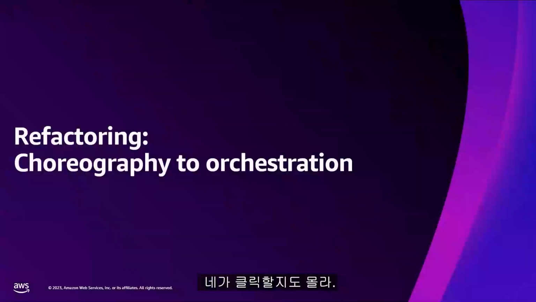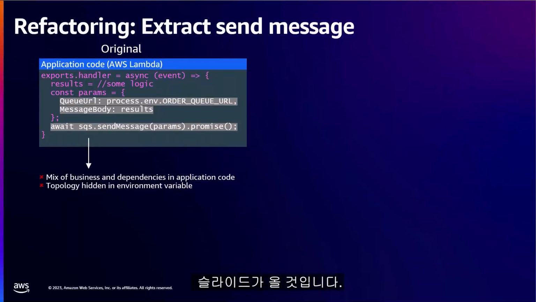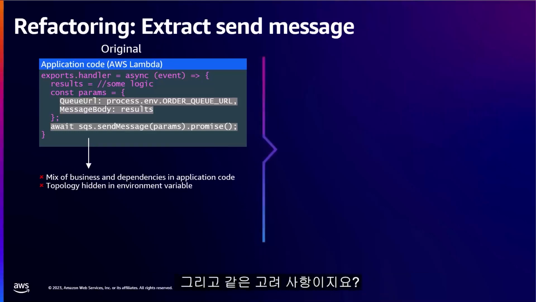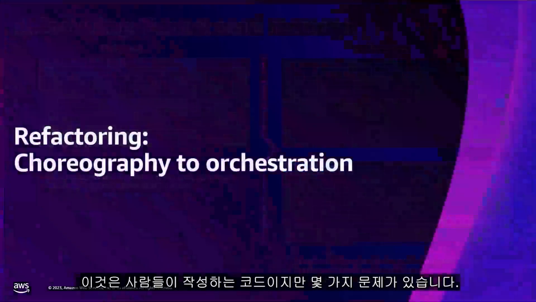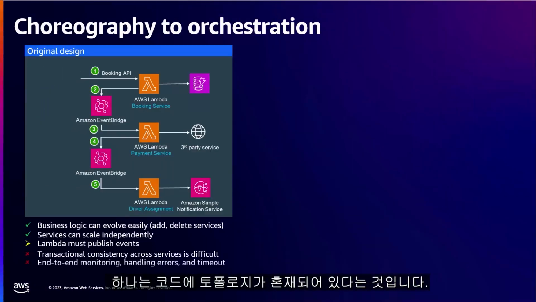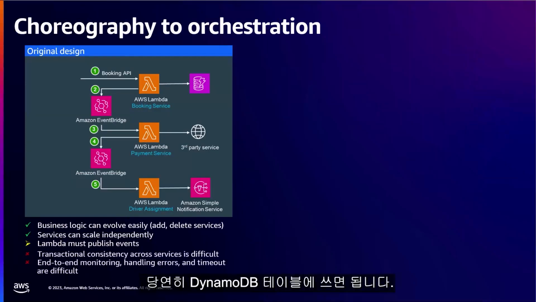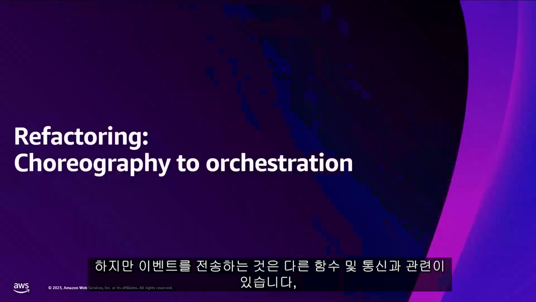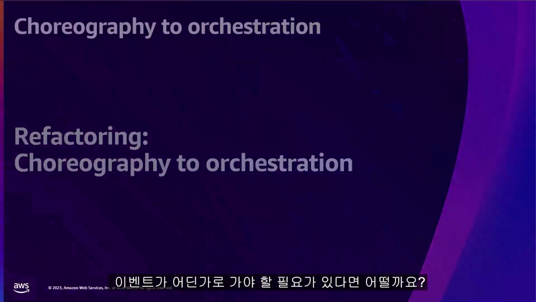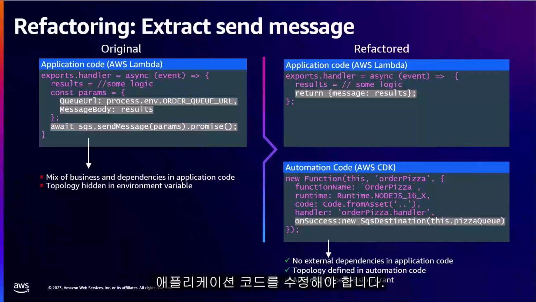Yeah, maybe it's me. So anyway, the Lambda function does two things. It updates the DynamoDB table and it sends an event. And same consideration, right? This is code that people write, but it has some issues. For one, you have the topology mixed in your code. The database you could consider something local to the function, so obviously write to the DynamoDB table. But sending the event has something to do with other functions and communicating, and mixing the two is maybe not a good idea, because what if the event needs to go somewhere else? You need to modify your application code.